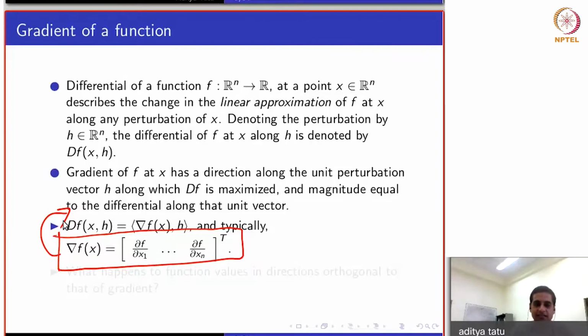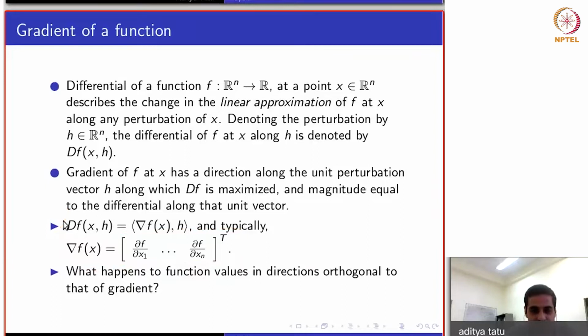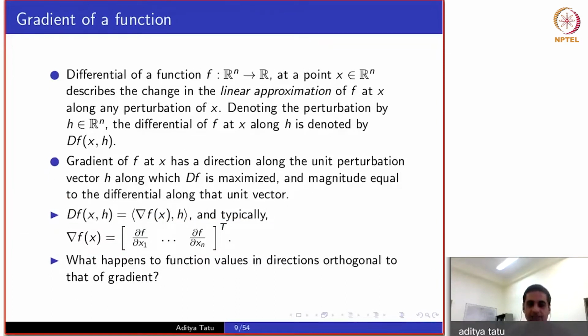So that is the gradient. Quick question. What happens to function values in directions which are orthogonal to that of the gradient? How will the function behave in those directions? Zero, right? Good. So locally, if I take a small enough step in directions which are orthogonal to that of the gradient, then the function value will not change at all. And that comes up because of this.